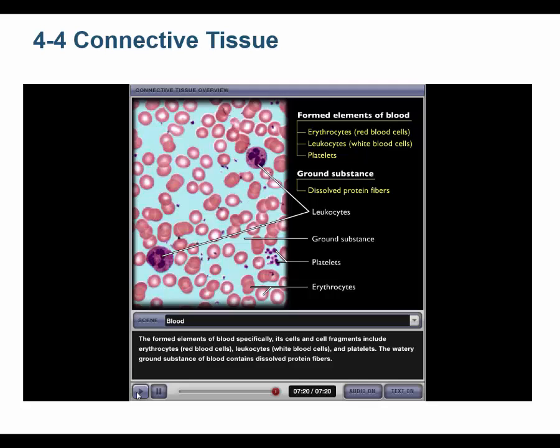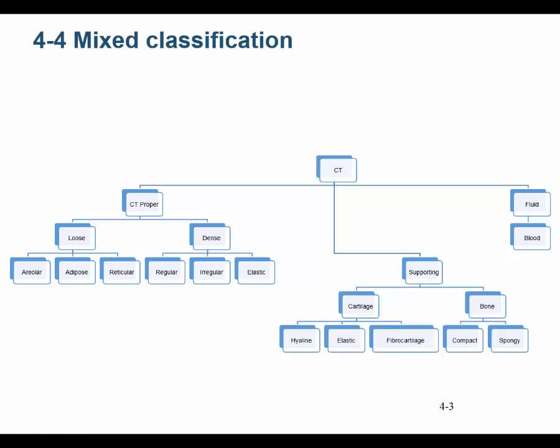Okay, folks, so let's walk through each one of these individual slides and talk about that. So you need to memorize this. You're going to do it in lab as well, so you're going to get this twice.